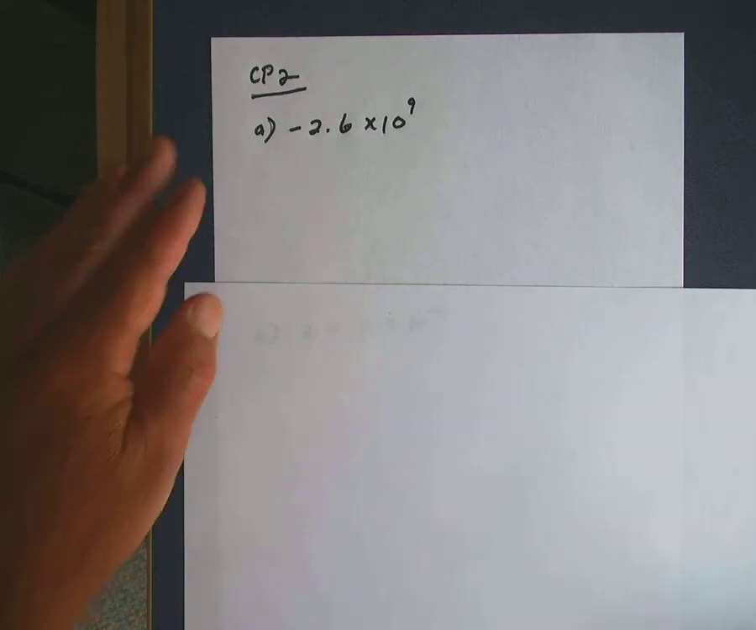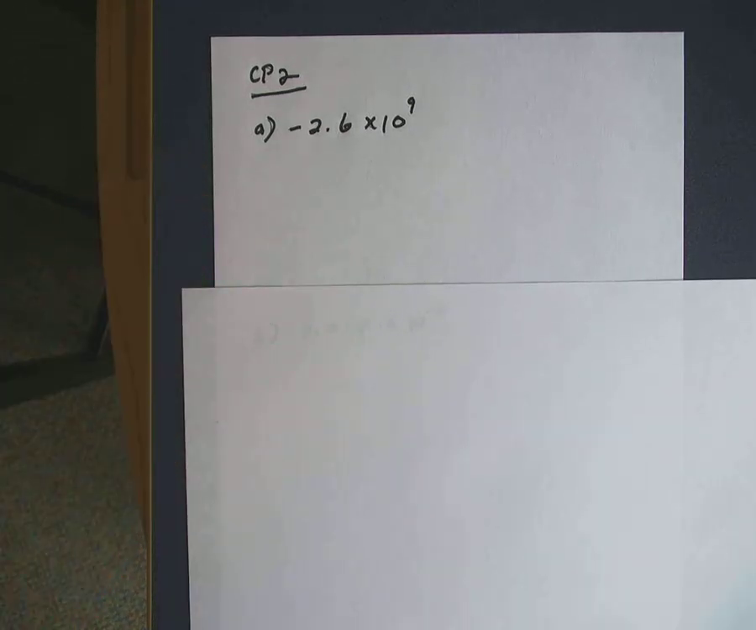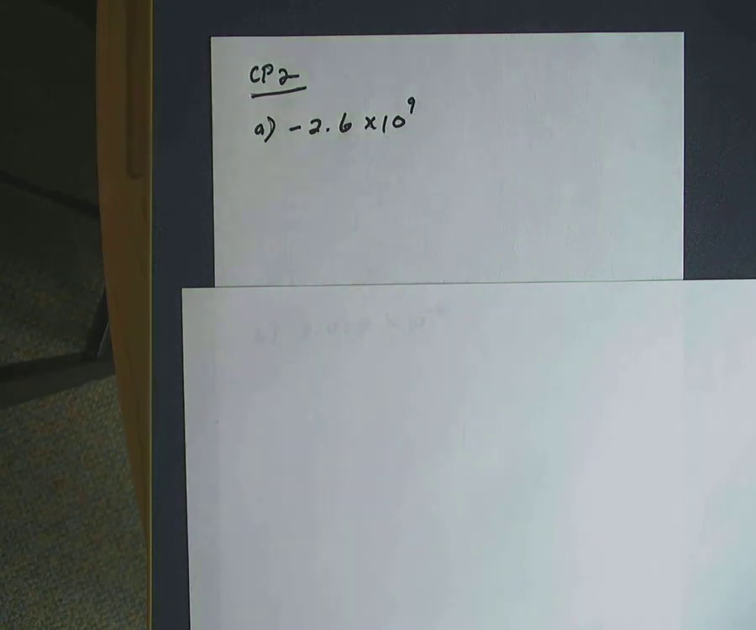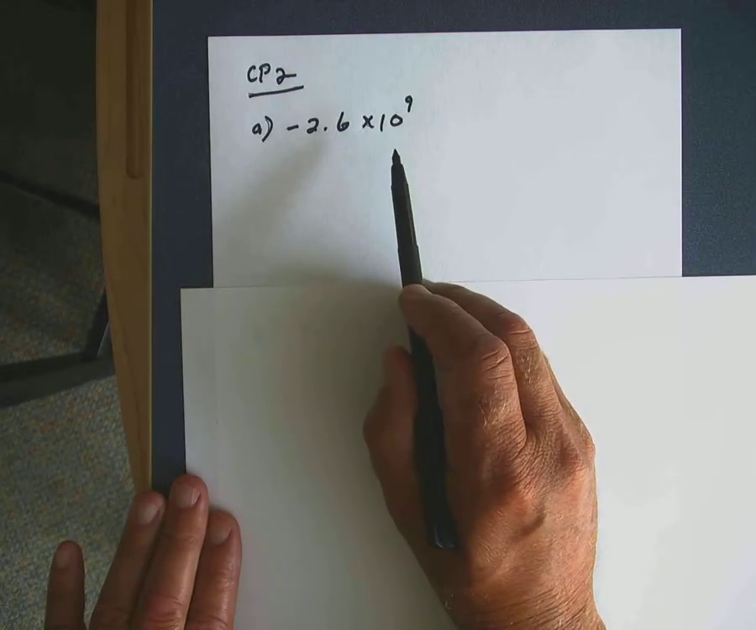Okay, now we're going to work with some scientific notation. Checkpoint 2 has two examples with scientific notation where you take a number. What we want to be able to do here is take the number that's in scientific notation and change it to a decimal number without any exponents. Like this has 10 to the 9th in it. This is negative 2.6 times 10 to the 9th.